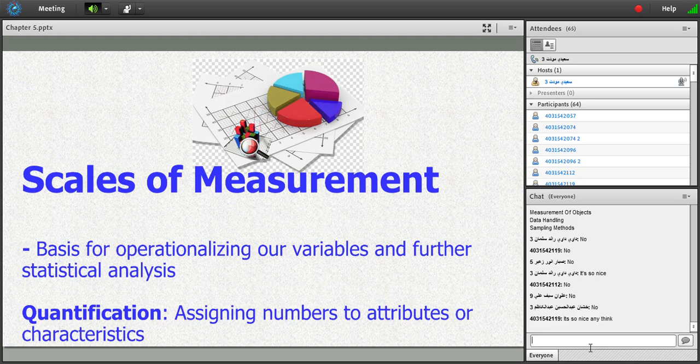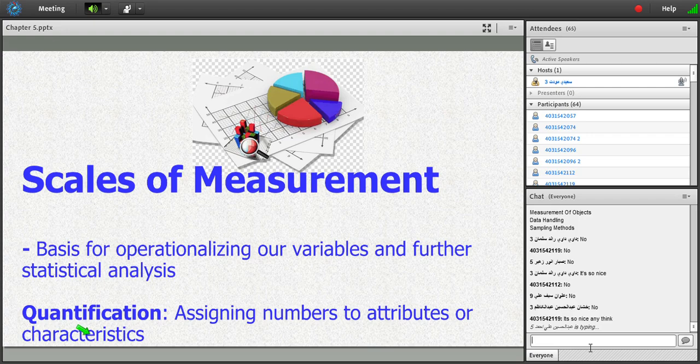Okay, so let's continue with the scales of measurement. When we want to operationalize our variables, when we want to do our research, as we said, we need to measure the variables. We need to use numbers. We need to quantify the variables. Quantification means we assign numbers to attributes or characteristics. Attributes or characteristics here mean the variables.